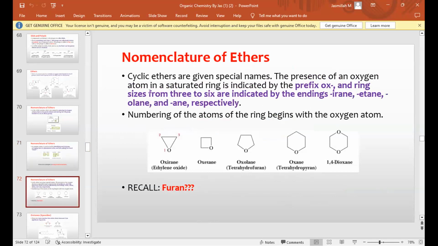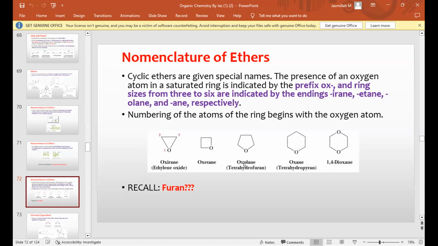The presence of an oxygen atom in a saturated ring is indicated by the prefix ox, and the ring sizes from 3 to 6 are indicated by the endings irane, etane, olane, and ane, respectively. So for this 3-membered ring here, it becomes oxirane: oxi because of this oxygen, irane because it's a 3-membered saturated ring, the same thing I was talking about yesterday. Then for a 4-membered ring, oxetane, etane because it's a 4-membered saturated ring, similar with 5-membered and 6-membered.